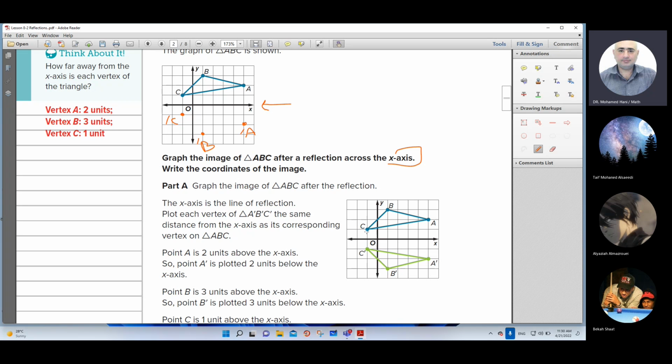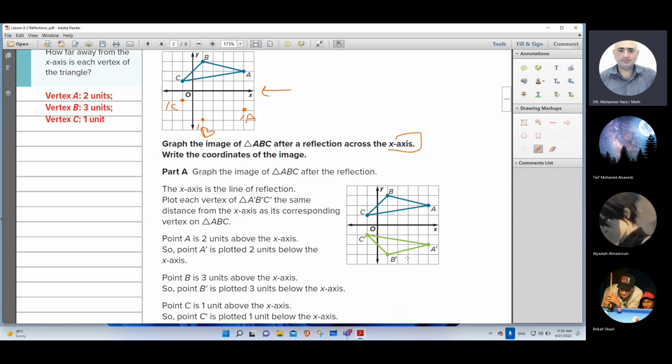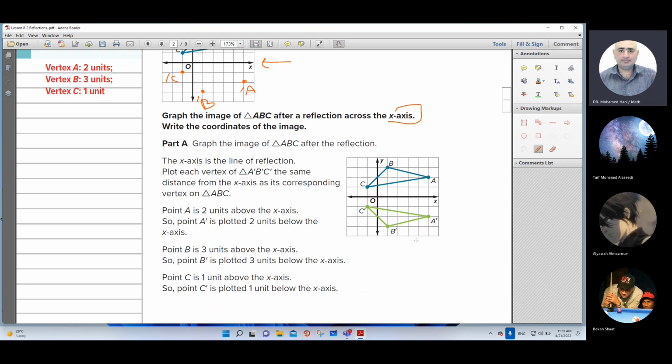As you see here, we have the same figures, or congruent figures, but in the opposite direction. Here B is up, here B is down. This is a reflection across the x-axis, and this is the meaning of the reflection.